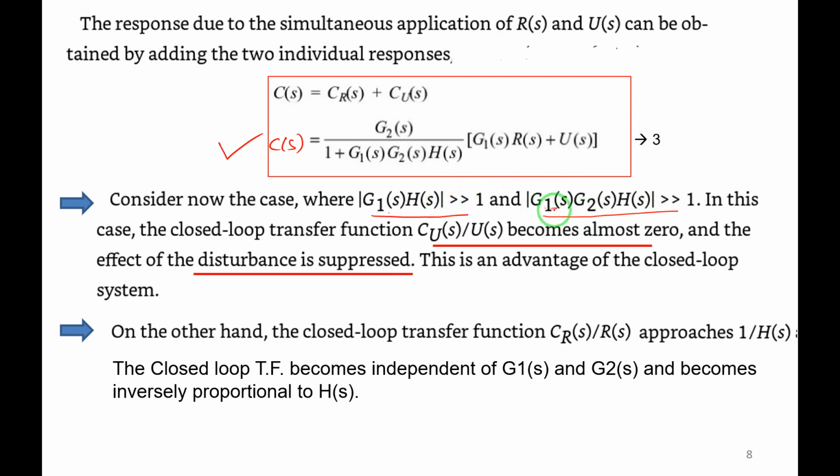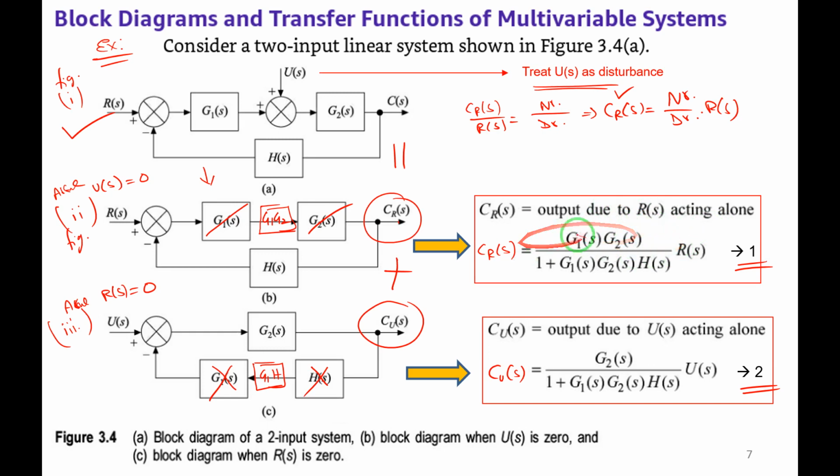Always I will not call it G1(s), G2(s) into H(s). I will just read it as G1, G2, H, and here I will read it as G1 into H. We are taking two conditions: G1 into H is very much greater than 1, and G1, G2, H is very much greater than 1. Then at that time, what will happen to equation 1 and 2? This is equation 1, considering U(s) as 0, and this is equation 2, considering R(s) as 0. So how it will affect, we will see.